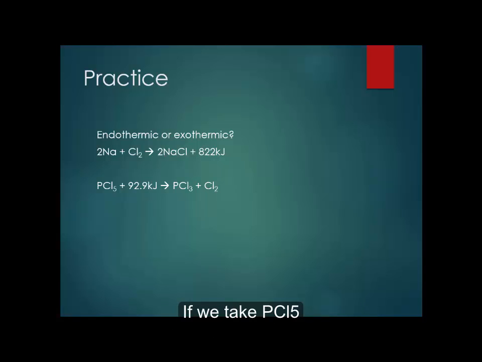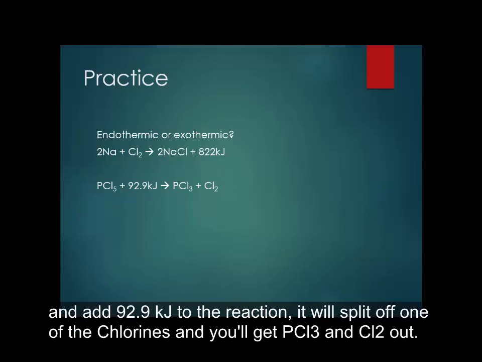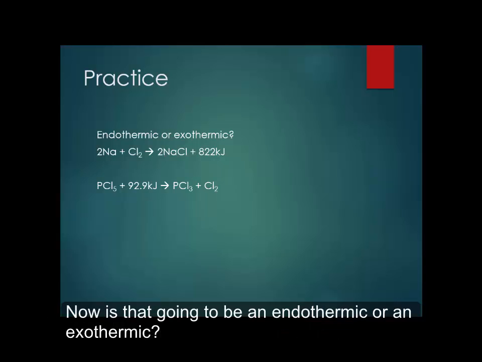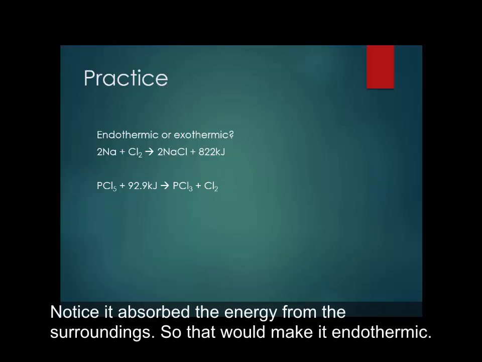If we take phosphorus pentachloride and add 92.9 kilojoules to the reaction, it will split off one of the chlorines and you'll get phosphorus trichloride out. Now, is that going to be an endothermic or an exothermic reaction? Notice it absorbed energy from the surroundings, so that would make it endothermic.